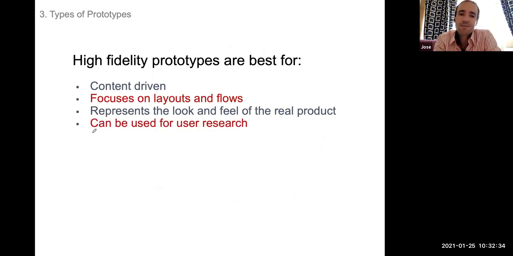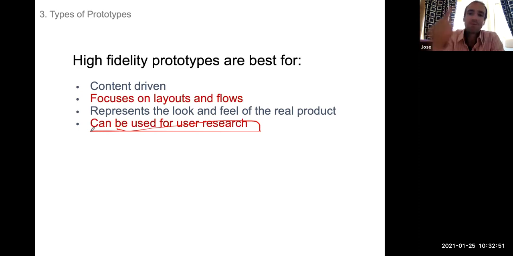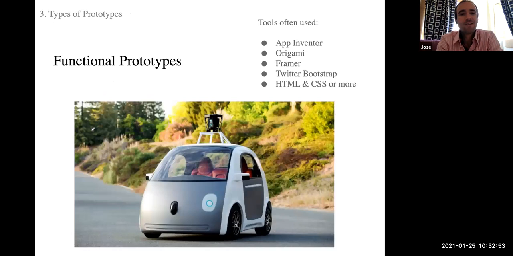And the good thing is this one, you can use it for research. What does that mean? So that means that because it looks real, you can show it on the phone and you can give it to someone and you can observe what they do with the app. So remember the experiment loop? So that's okay, right? So here you have an example of functional prototype.